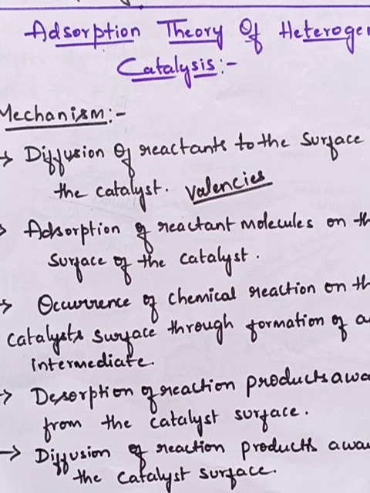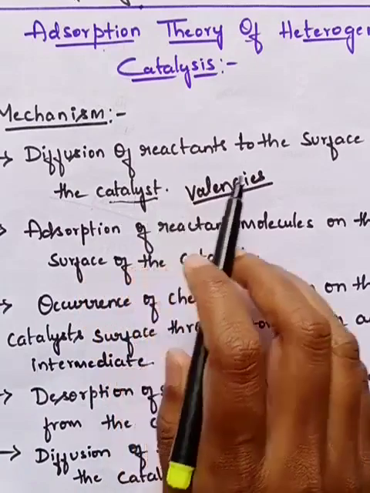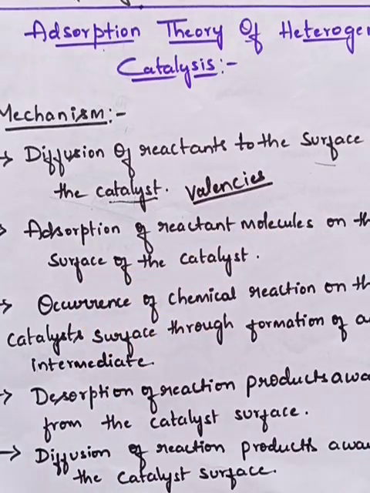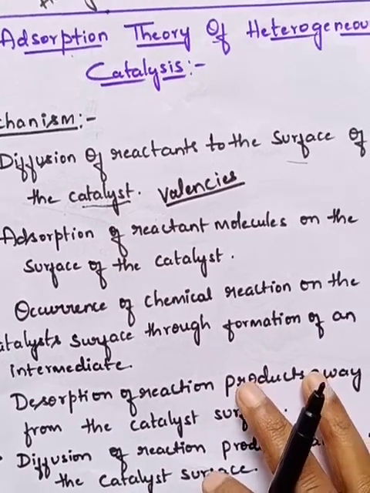You know that chemical process, or chemical catalytic activity, or chemical adsorption is highly specific. So based on those valencies, the reactants are going to bind with that valency and it will satisfy the octet configuration and proceed into the chemical reaction. So thus, first the reactants will be occupying the surface of the catalyst. That is the first step in the mechanism. The second step is adsorption of reactant molecules on the surface of the catalyst.